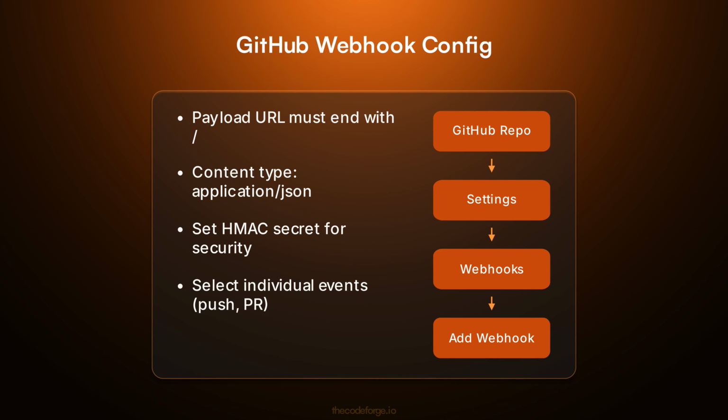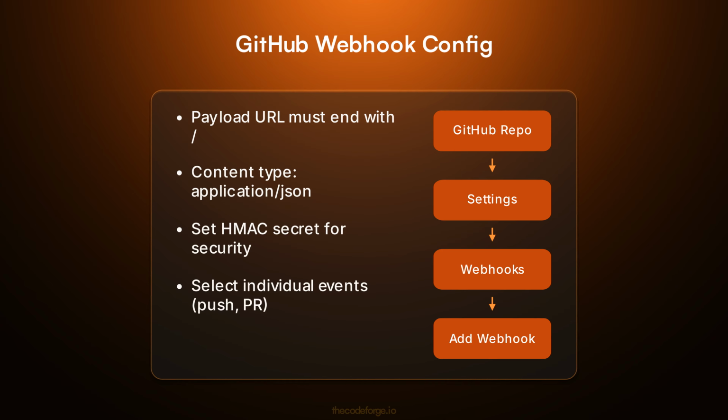The payload URL must be exactly https://jenkins.example.com/github-webhook/ with a trailing slash. Choose application/json content type and set a secret for HMAC verification. Select individual events like pushes and pull requests to reduce noise.